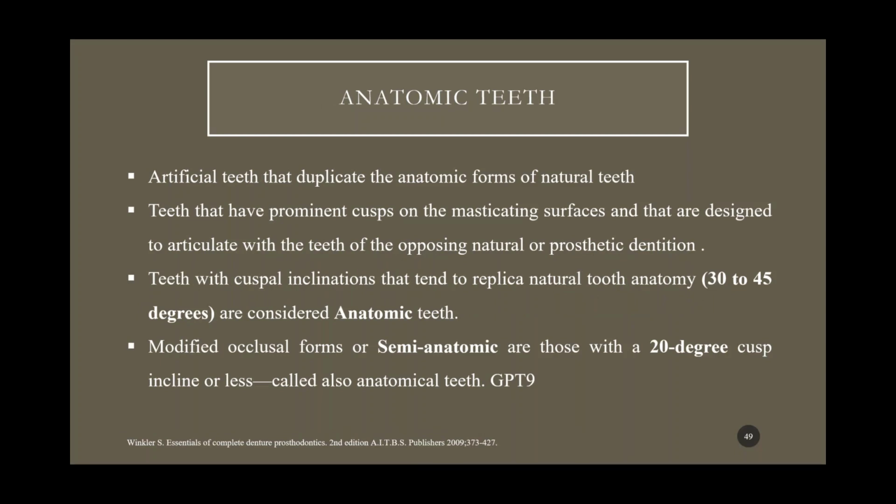Then coming to the definition of anatomic teeth, these are artificial teeth that duplicate the anatomic forms of all the natural teeth, or teeth that have prominent cusps on the masticating surfaces and that are designed to articulate with the teeth of the opposing natural or prosthetic dentition. Or this can also be defined as teeth with cuspal inclination that tend to replicate natural tooth anatomy, around 30 to 45 degrees, which are considered anatomic teeth. Modified occlusal forms or semi-anatomic teeth are those with a 20-degree cuspal angulation.